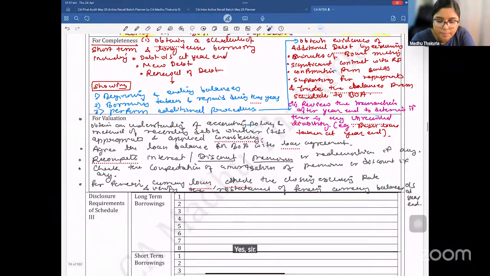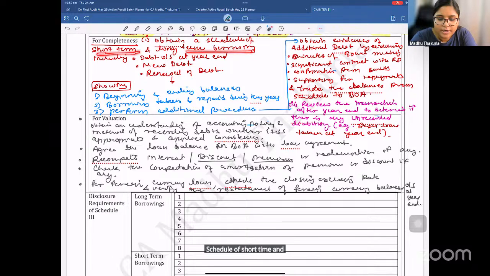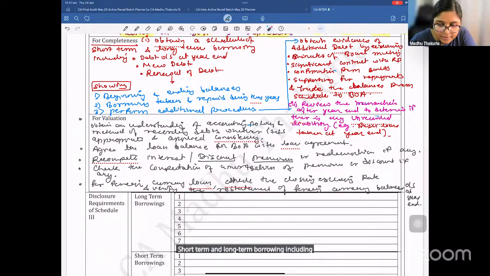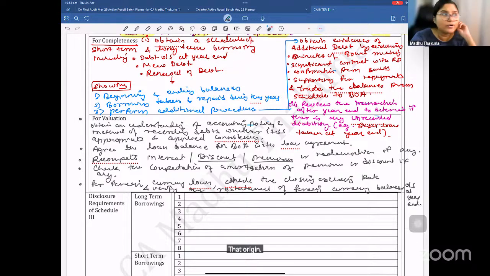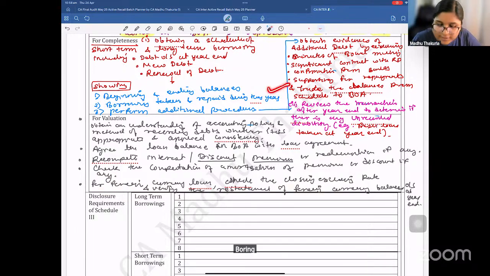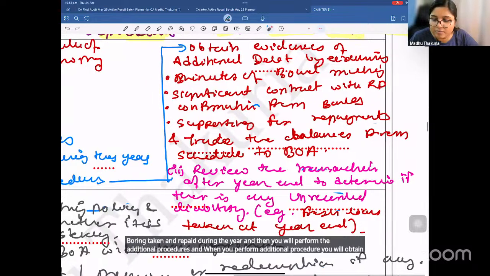For completeness, you will obtain a schedule of short-term and long-term borrowing, including long-term debt outstanding at year end, and any new debt or renewal of debt. So you will ask the client to give you the short-term and long-term borrowing schedule, in which they have to show the opening balance, like on 1st of April, the balance as on 31st March, and borrowing taken and repaid during the year. Then you will perform additional procedures.